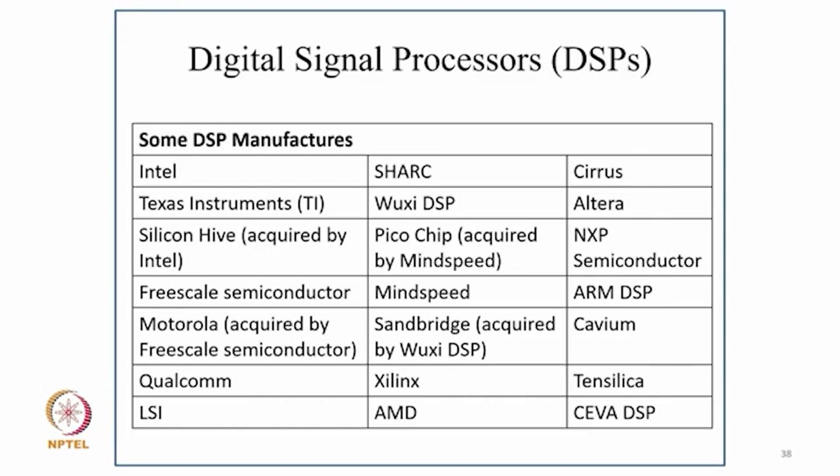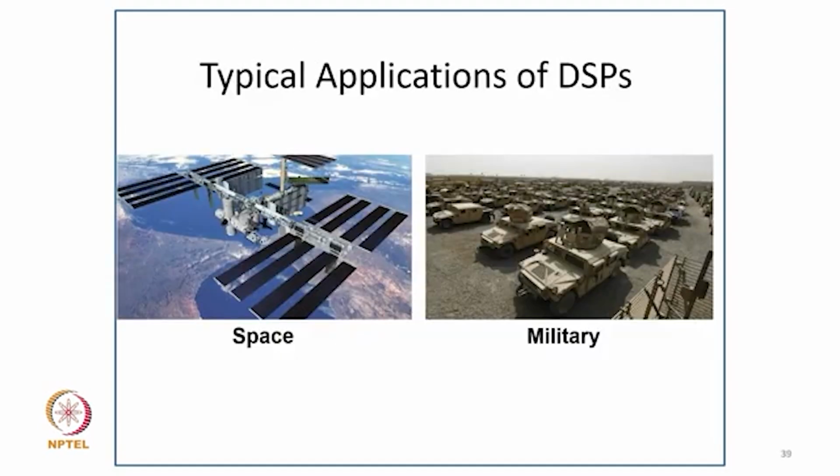So typically some of the DSP manufacturers are Intel, SARC and Cyrus, Texas Instruments, Silicon Hive, then Freescale, Motorola, Qualcomm, and LCI, then SARC, CEVA DSP, Picochip, Mindspeed, Sandbridge, Senec, Senelec, AMD, Cirrus, Ultra, NXP Semiconductor, ARM DSP, KBM, then Tensilica, and CEVA DSP. So many manufacturers of this.